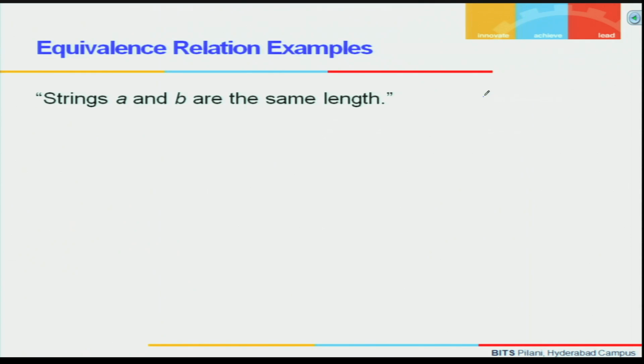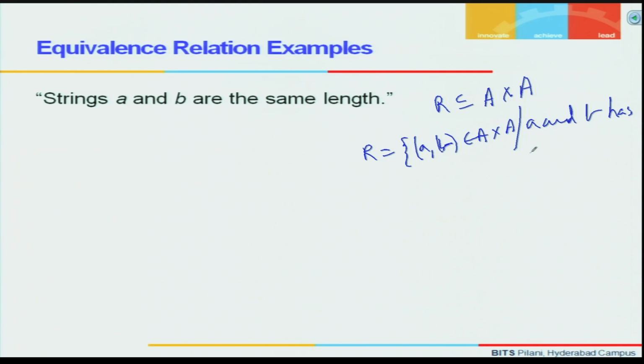Suppose my base set A happens to be the set of all strings. By string I mean a simple English word, which is a string of characters, isn't it? On this particular set of all strings, I am defining a relation R such that two strings A and B are related if and only if they have the same length. This is how I am defining the relation. R is defined as A comma B, where A and B are two strings such that A and B have the same length.